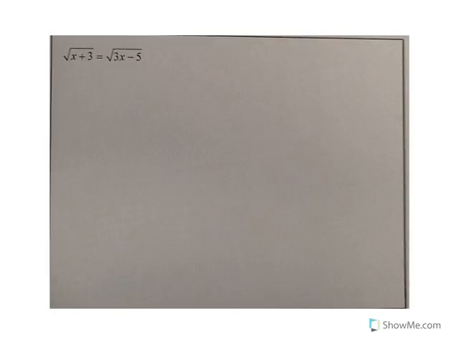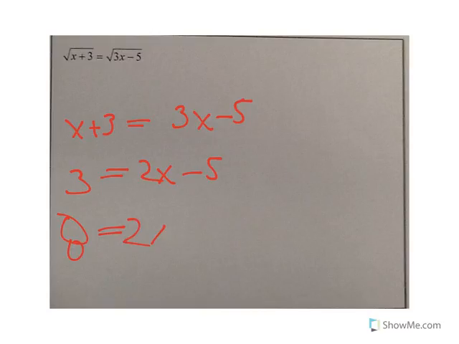Same sort of problem here, but it's going to be square both sides. You end up with x plus 3 is equal to 3x minus 5. So again, subtract x from both sides. You end up with 3 is equal to 2x minus 5. Add 5 to both sides, you end up with 8 is equal to 2x. So x is going to be equal to 4.